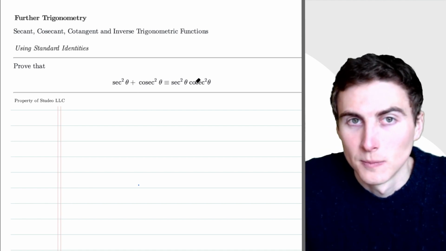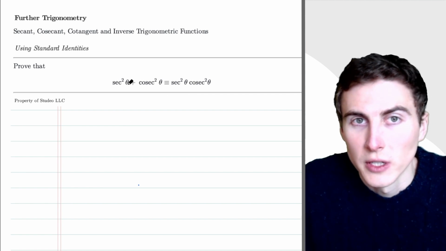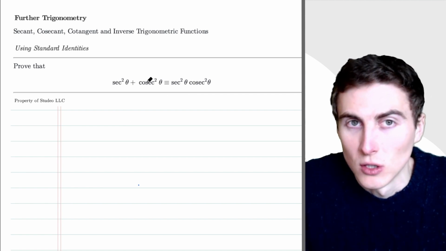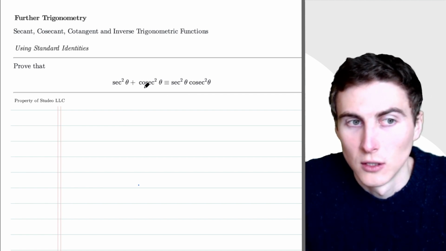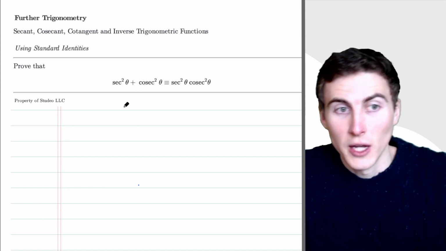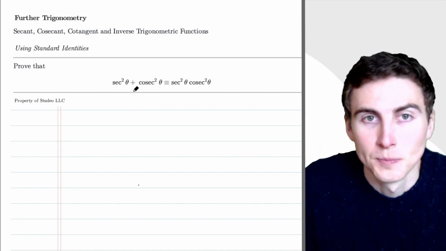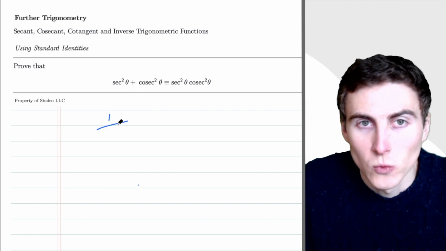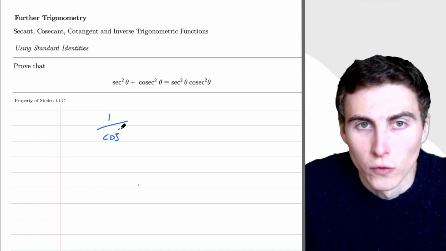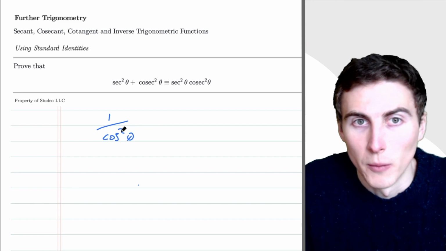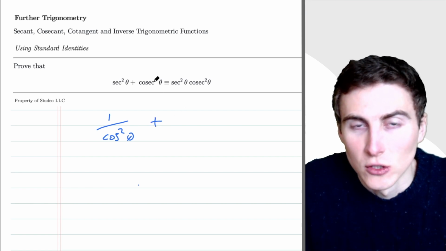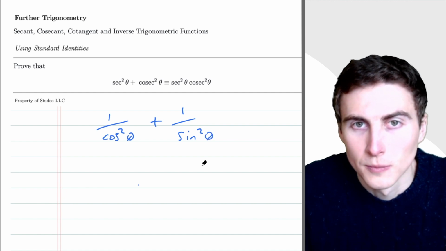The first thing I would do is write both of these in terms of sine and cosine. Often that's what you do. You go into sine and cosine, then you go back out into whatever you need. So sec squared theta would just be 1 over cos squared theta, and the cosec squared theta would be 1 over sine squared theta.